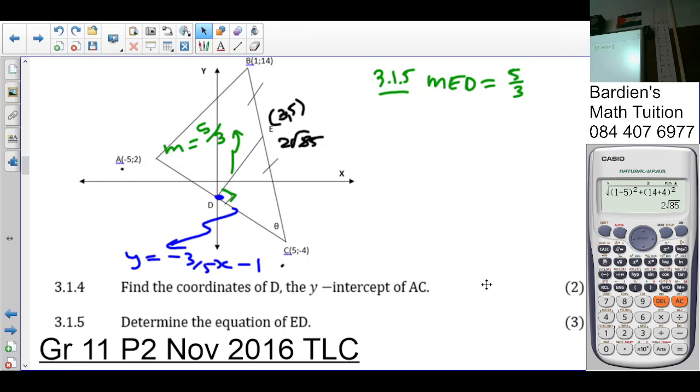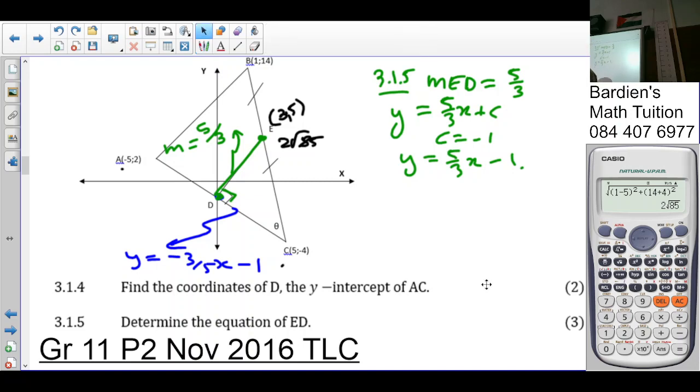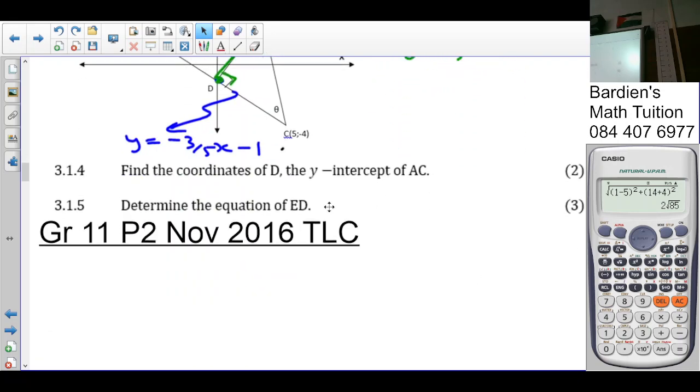Right. So the equation will be y is equal to 5 over 3x plus c. And since we know that point D is your y-intercept as well, c is negative 1. So y is equal to 5 over 3x minus 1. Otherwise, what you could have done was work it out using those 2 points. Okay? Next.